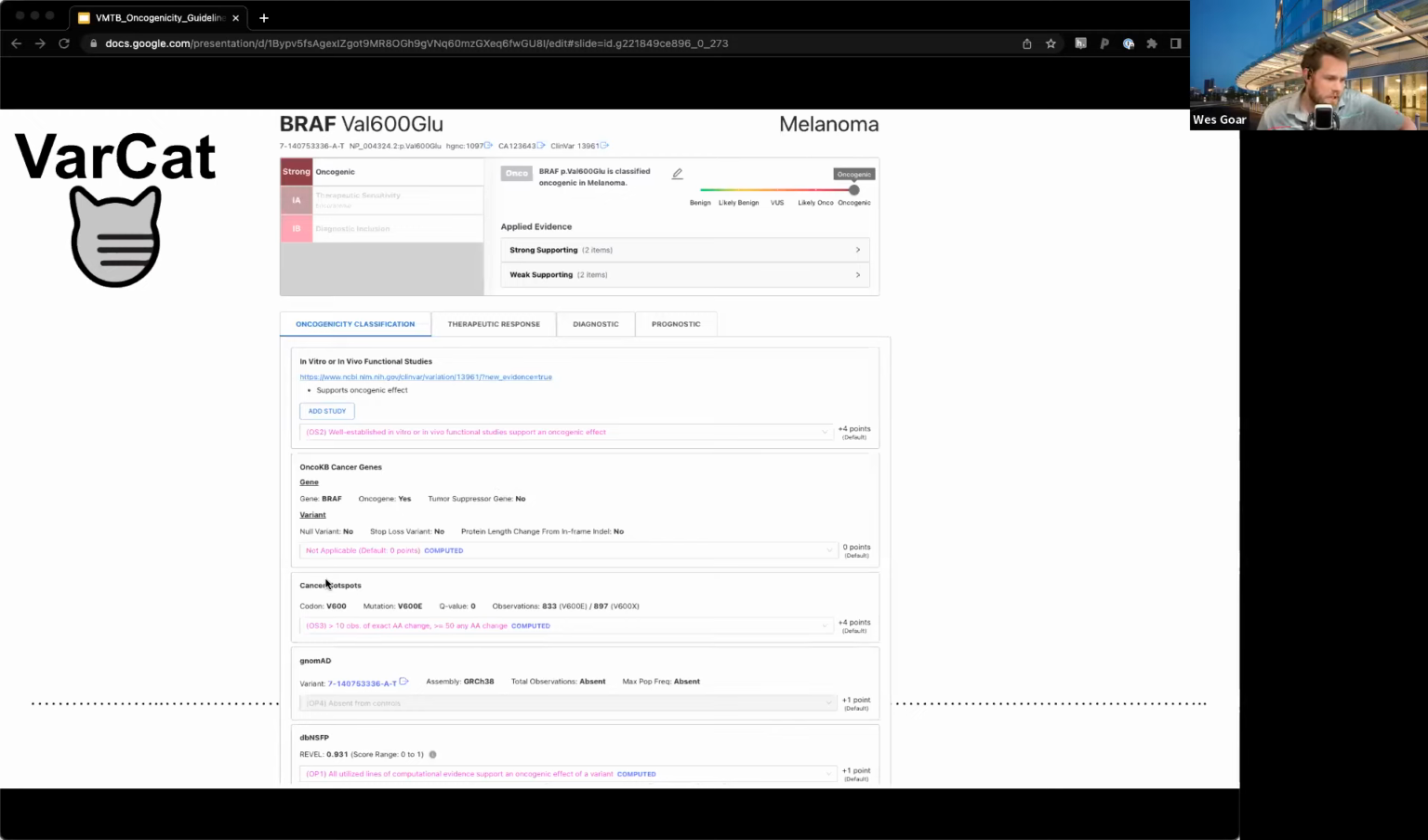Then you have cancer hotspot data, gnomAD, and data from dbSNP. And we're filling this out. So basically we'll have all of the different codes that you'll have to go through to actually get your oncogenicity guidelines. And as you can see, anywhere where this purple computed value is, this is where we're automatically calculating these codes so that they're done for the variant scientists beforehand.